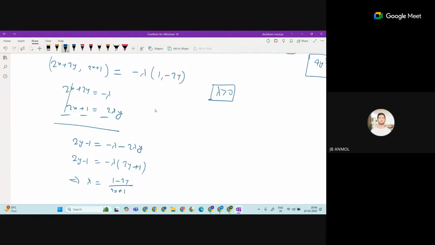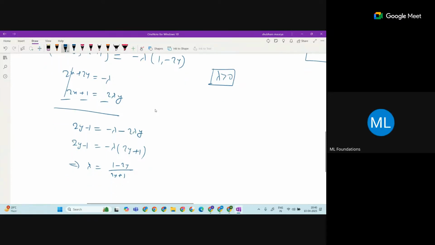Sir, I got the value of y. From here, what are you doing? Sir, I took minus 2 lambda y to the left side, and on the right side it was minus lambda minus 1. Yes, this is correct. So now lambda is 2y minus 1 upon 1 minus 2y. Okay, so I am taking lambda as common. Sir, it is better to get y.